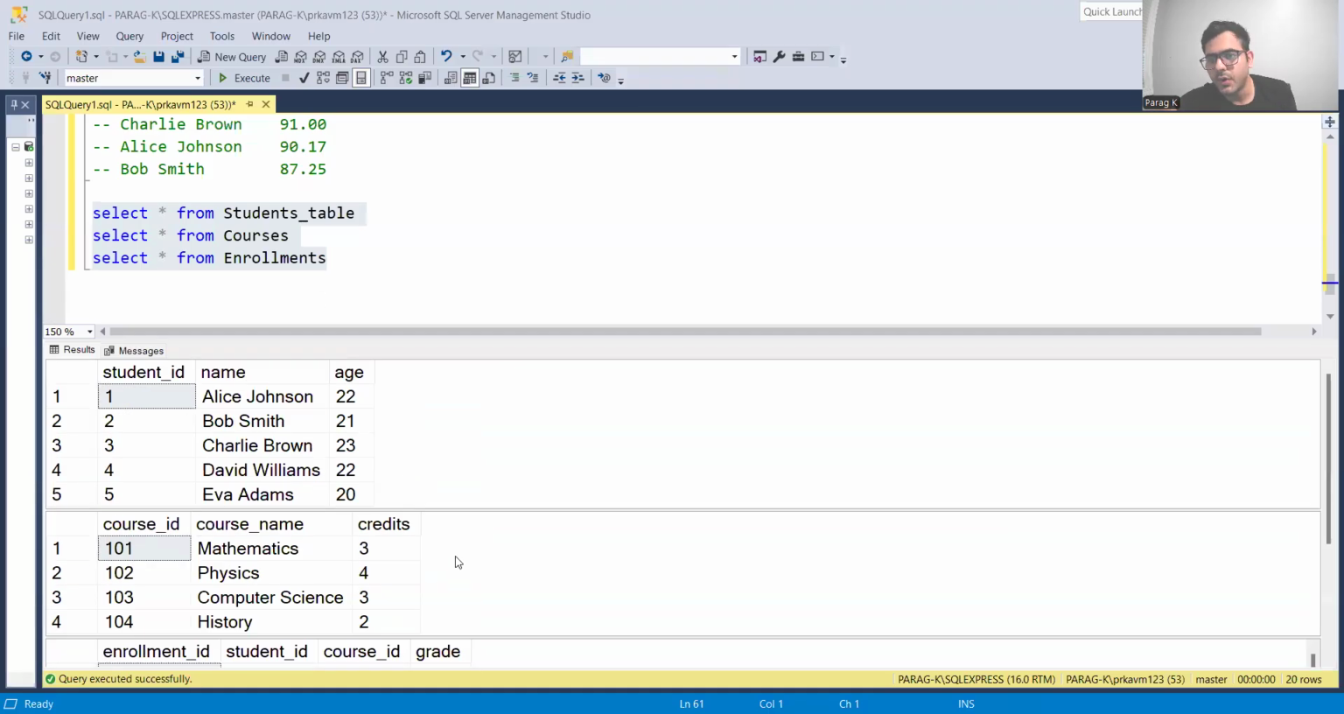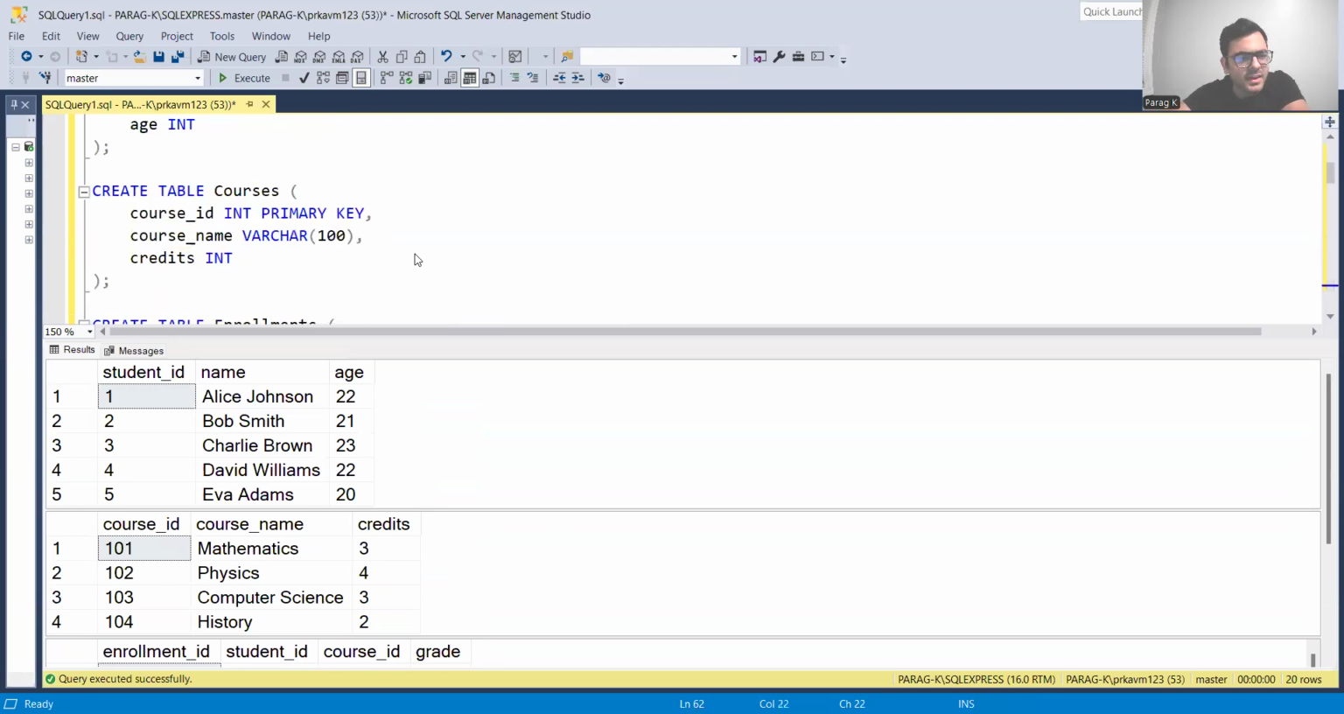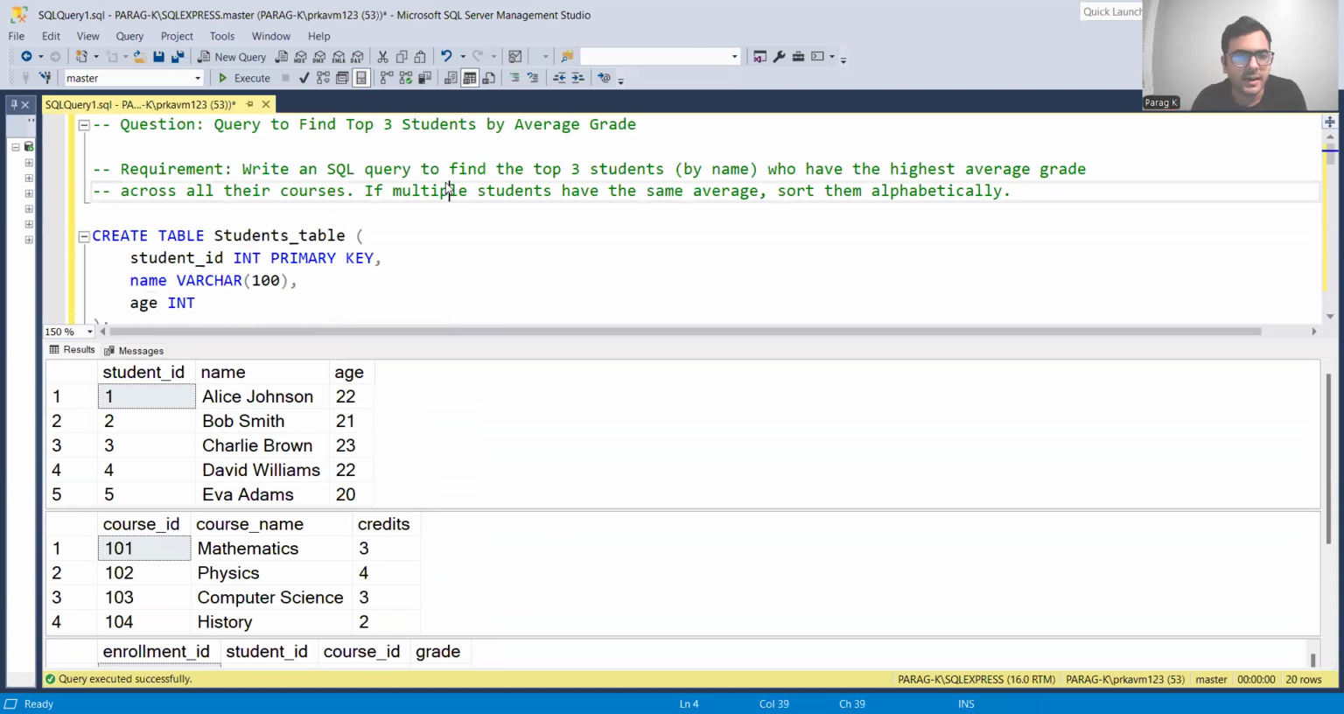So this is the table that we're working on right now. Let's read the question: write a query to find the top three students by average grade. That's the basic, broad question, but let's go into the important requirements. Write an SQL query to find the top three students by name who have the highest average grade possible.